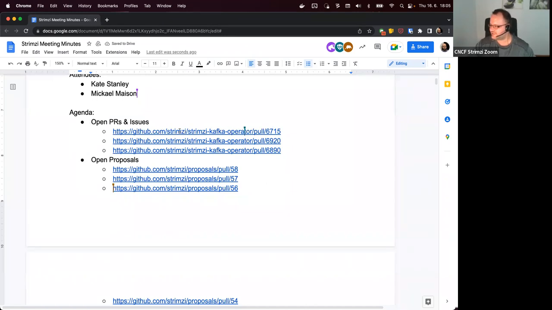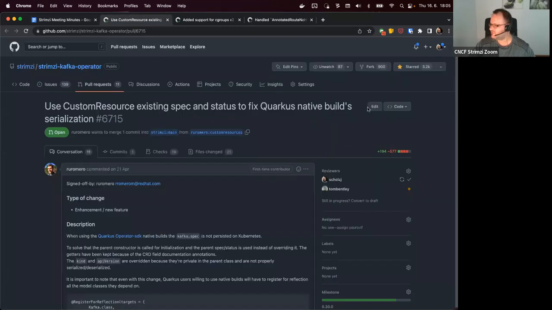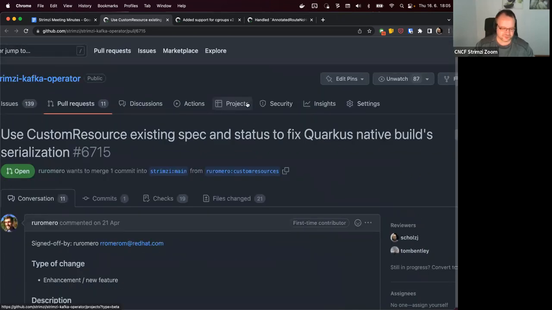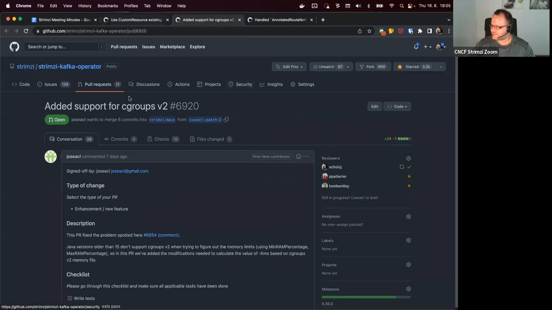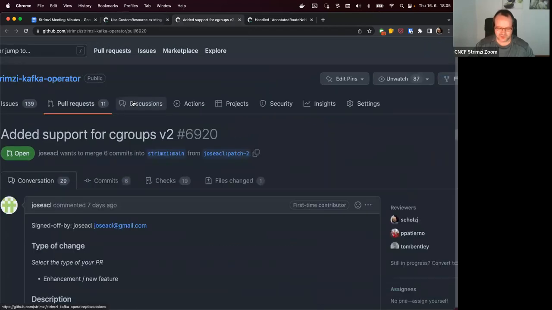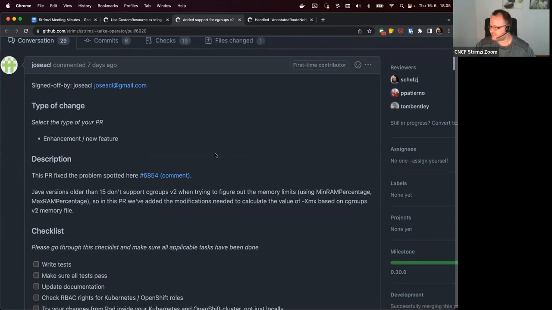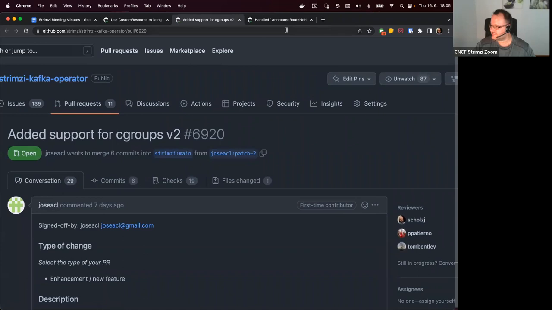Then the next point on the agenda are the open PRs and issues. I added three PRs. One is about some fix to the custom resource objects to make it easier to use them with Quarkus native builds. Another one is to add support for cgroups v2, where apparently Java 11 cannot read the memory and doesn't know how to auto-configure the memory. The whole Java 8 history all over again. So some user opened a PR with some tooling which helps to detect it and handle it.